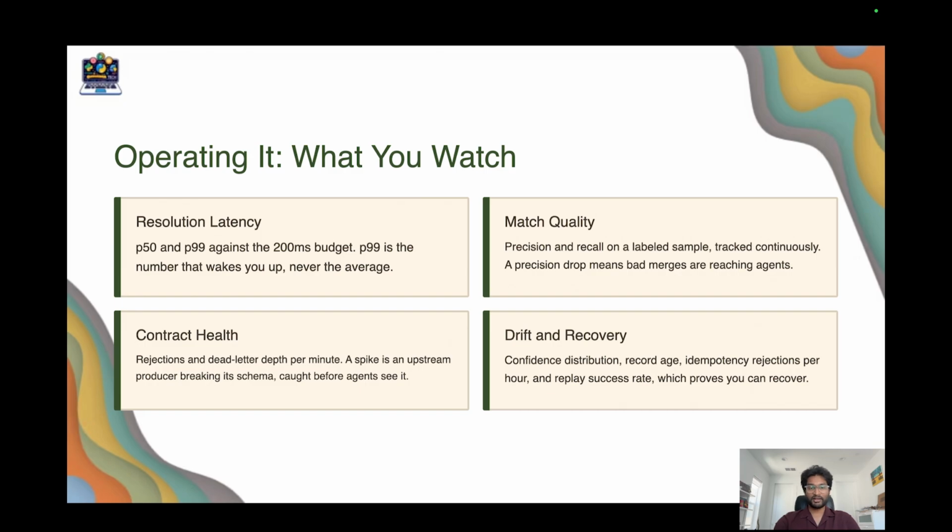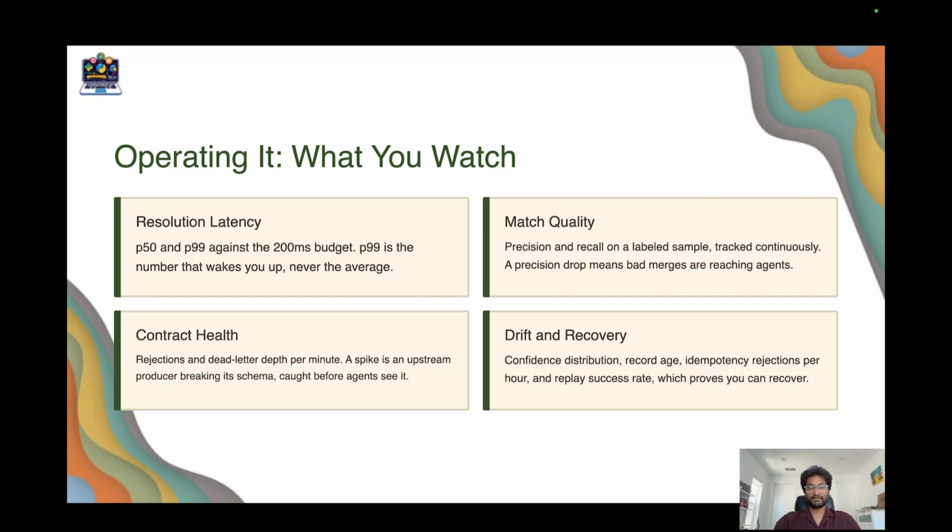The third one being contract health. The rejection rate and the dead letter depth per minute. A sudden spike there is almost always an upstream producer that just broke its schema. You catch it at the bus before a single agent sees the bad data.